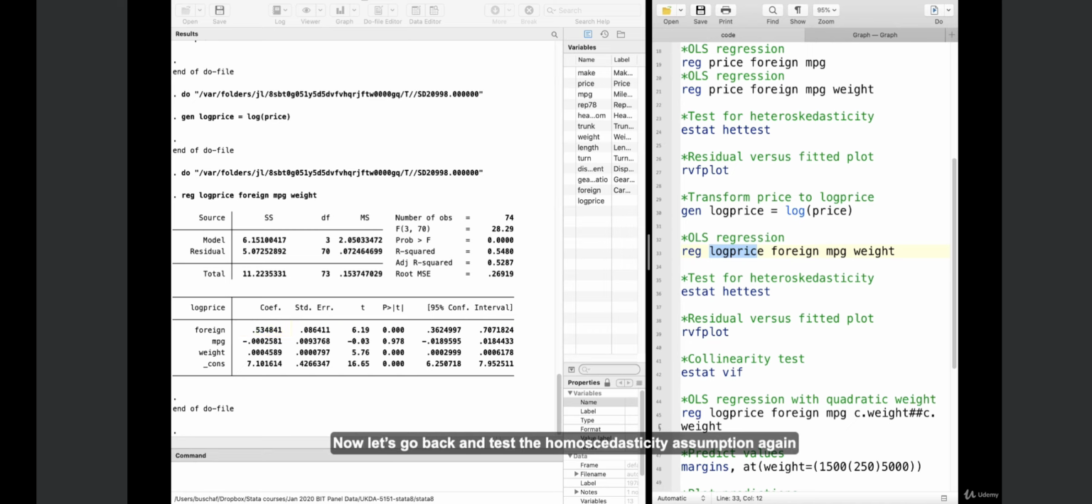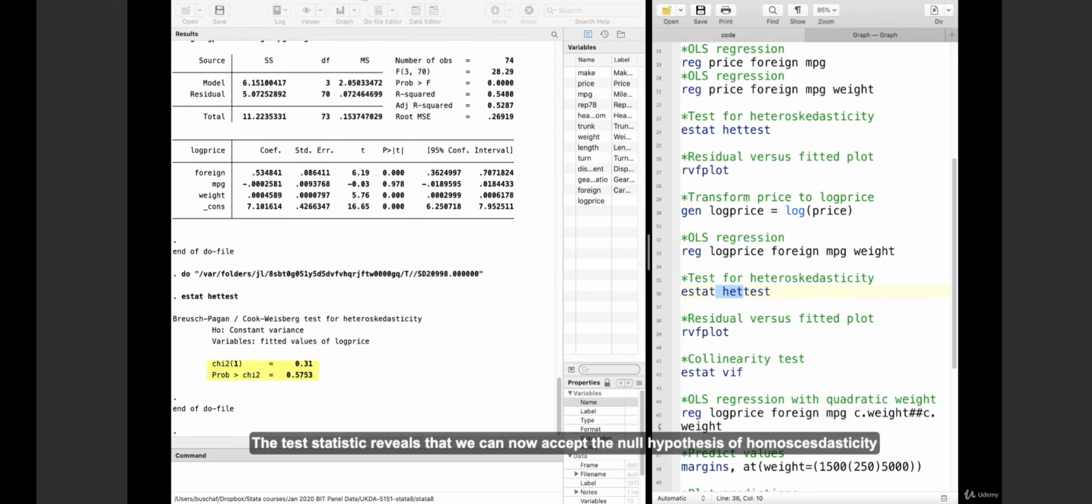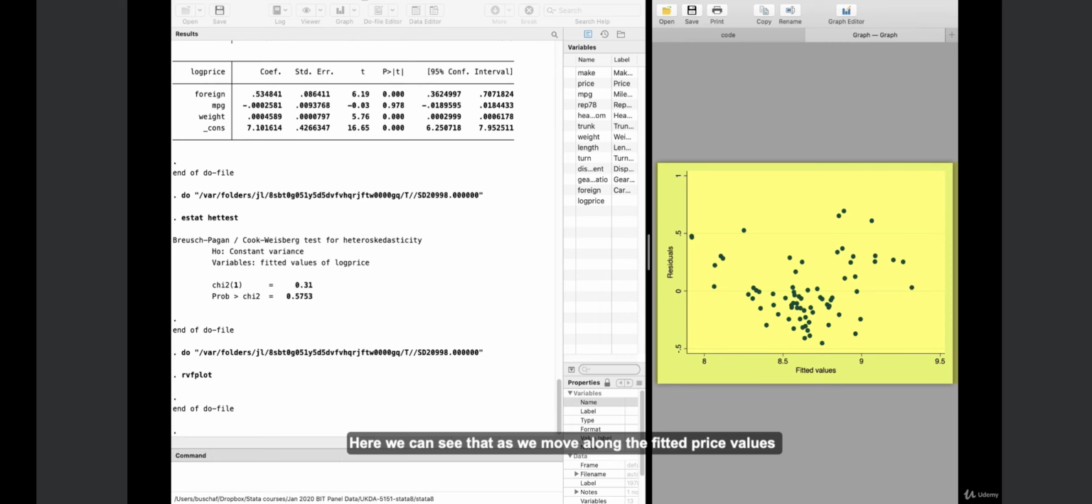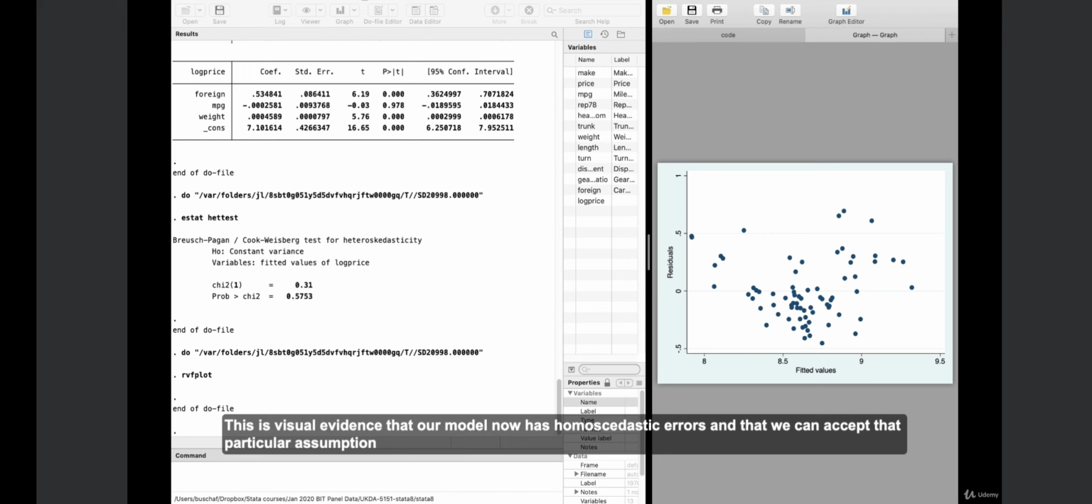Now let's go back and test the homoscedasticity assumption again. The test statistic reveals that we can now accept the null hypothesis of homoscedasticity. We can also visualize this again using the residual versus fitted plot. Here we can see that as we move along the fitted price values, the spread of the residuals around the horizontal zero line is much more even. This is visual evidence that our model now has homoscedastic errors and that we can accept that particular assumption.